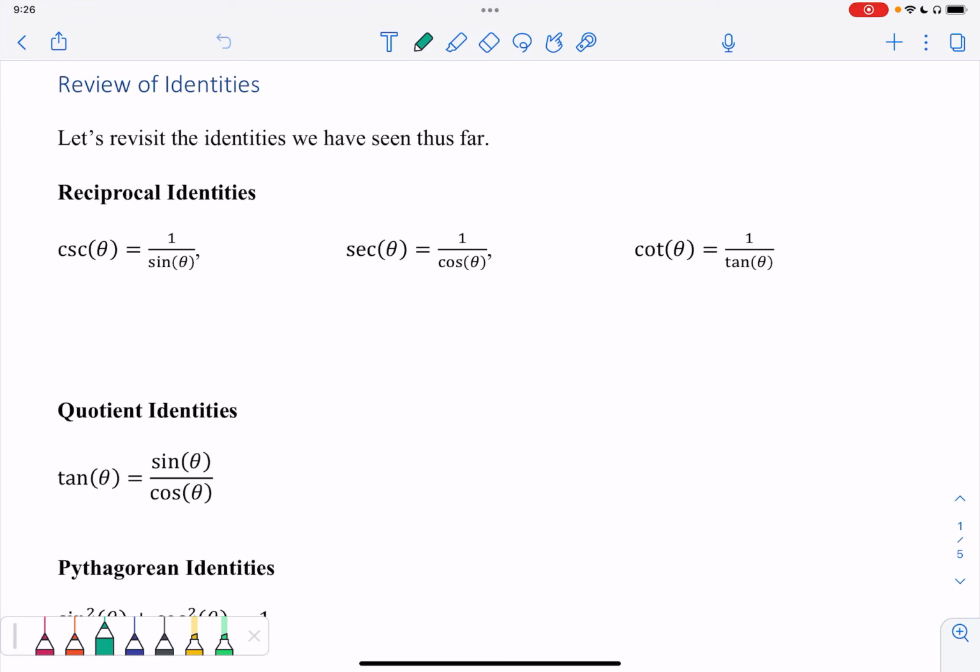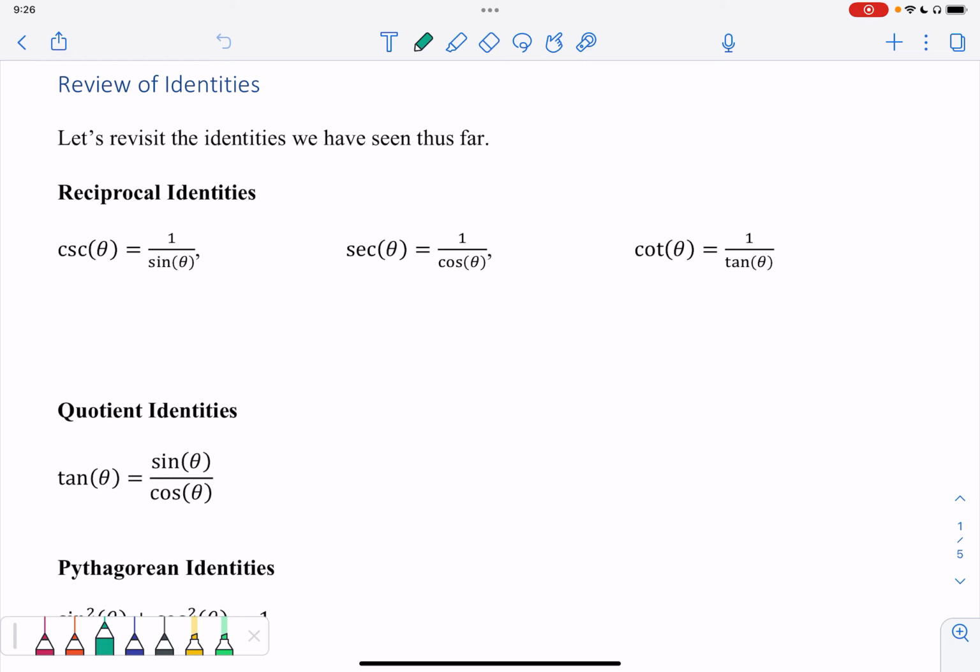Let's revisit some of the identities we have seen thus far, and this is going to help us when we get into proving identities. So let's look at reciprocal identities. We start with cosecant of theta equals 1 over sine theta, secant of theta equals 1 over cosine theta, and cotangent of theta equals 1 over tan theta.